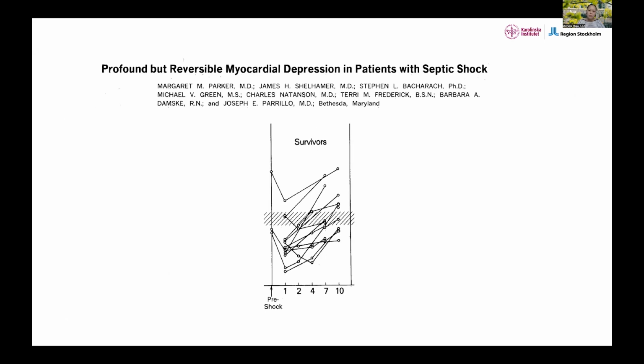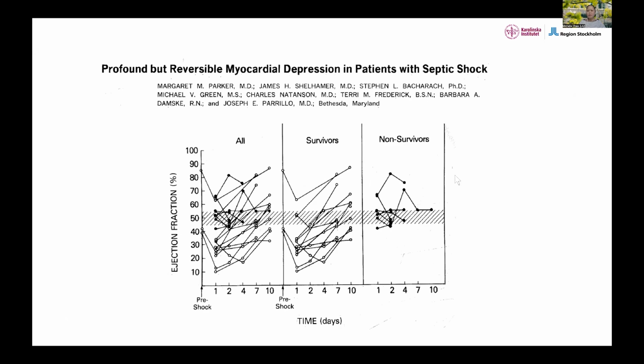So many of you will be aware of this really well-quoted paper by Margaret Parker from the 80s using radionuclide angiography that described how septic cardiomyopathy is really defined by a low or poor contractility and increased left ventricular dimensions at the early phases of septic shock, but then this is completely reversible within 7 to 10 days. What is often forgotten is that this pattern is seen in survivors.